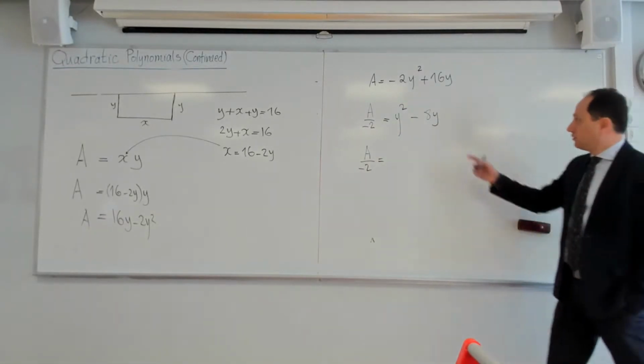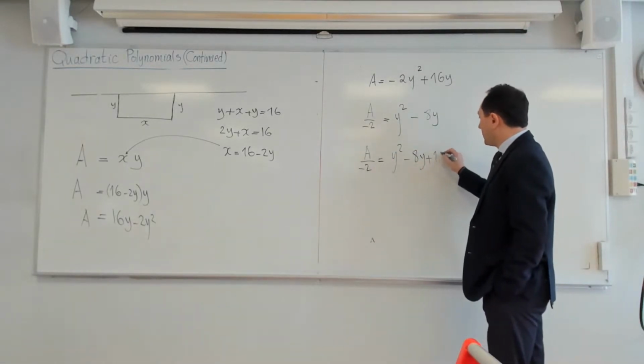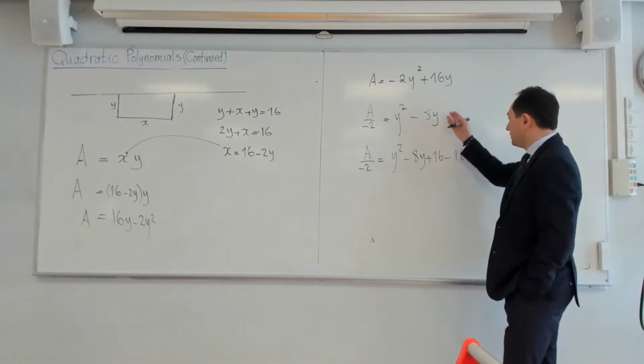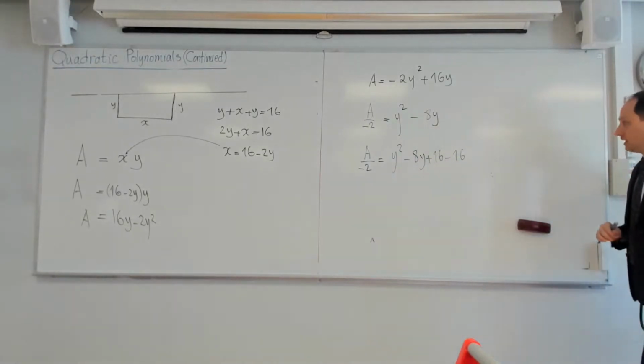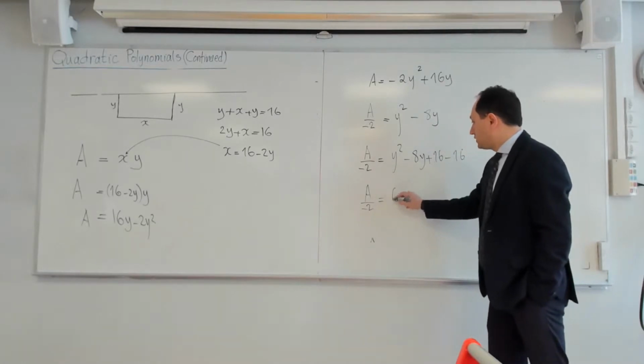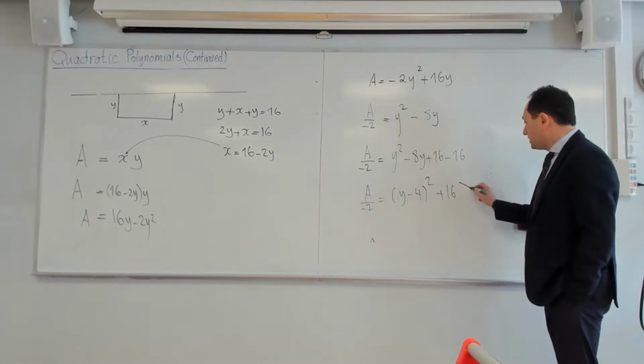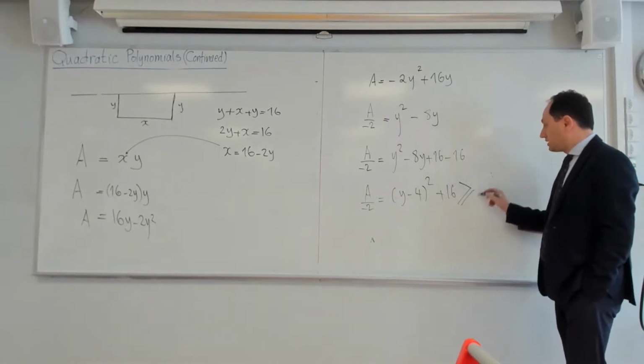16. 16, thank you. Divided by 2 squared. So I add 16, but I have to subtract 16 to get rid of what I am adding. And then you immediately see that A divided by minus 2 is equal to y minus 4 to the power of 2 plus 16. So this is greater than or equal to 16. Agree?